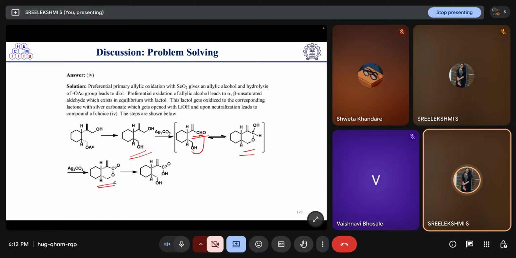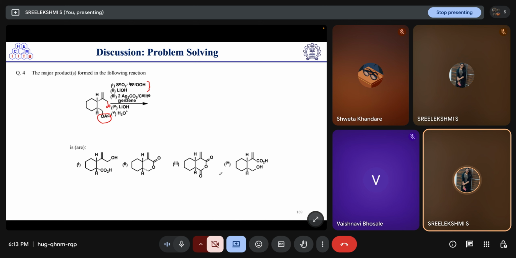So this we have already seen. One application of this Fetizon's reagent is that if a diol is there in a system, it will be converted into the lactol and then lactone by this reagent. Now lactone is basically an ester, so this lithium hydroxide will hydrolyze the ester, so this will cleave and here OH will come and here a proton will come, which will give this compound, a carboxylic acid over here and a hydroxyl group over here. So the correct answer will be option 4.